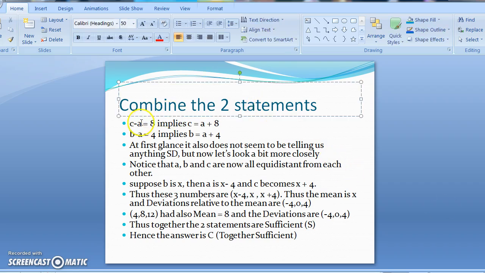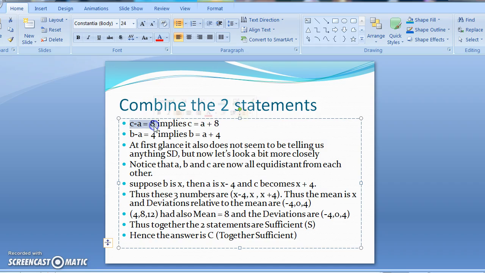Combine the two statements. Statement 1, C minus A is 8, and statement 2, B minus A equals 4. Now analyze that. If we don't analyze it further, you might be tempted to say, oh well, at first glance it doesn't seem to tell me anything about SD. I don't know what A is, B is, or C is. But recollect that I don't need to know A, B and C. I only need to know the deviations relative to the mean.